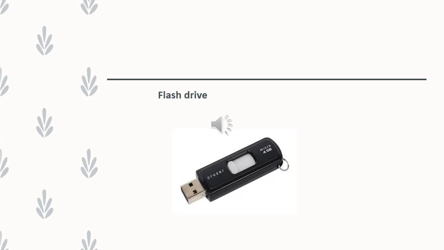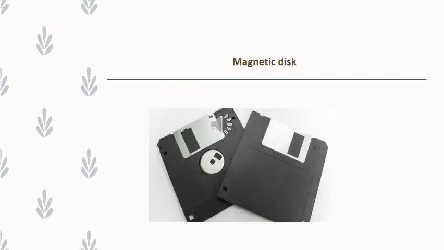Clear? Next is magnetic disk. Magnetic disks, also called floppy disks. These floppy disks are coated with a magnetic oxide, similar to the material that is used to coat cassettes and videotapes.